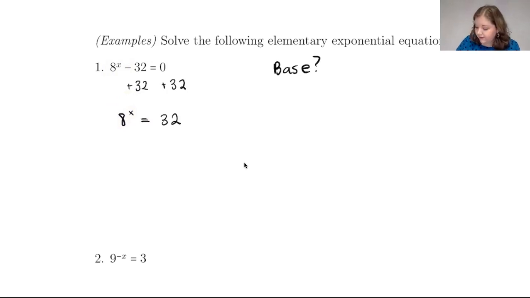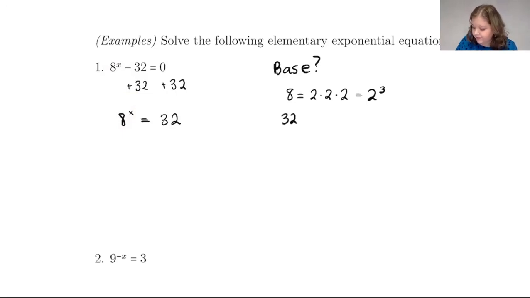So what we're going to do is factor 8 and see if we can write 8 as something else to a power. So 8 is equal to 2 times 2 times 2, which is 2 cubed, or 2 to the power of 3. And now that we have that, it would be great if we could write 32 as 2 to a power also. So we'll try to write 32 as 2 to a power.